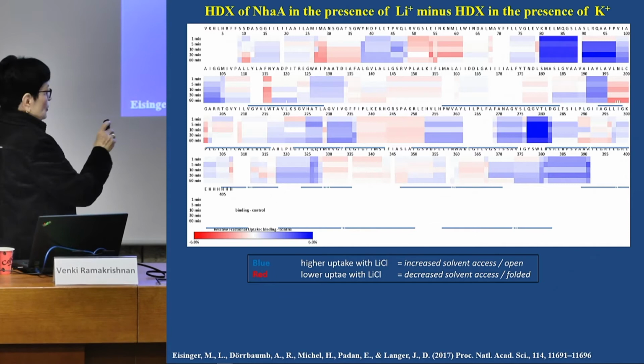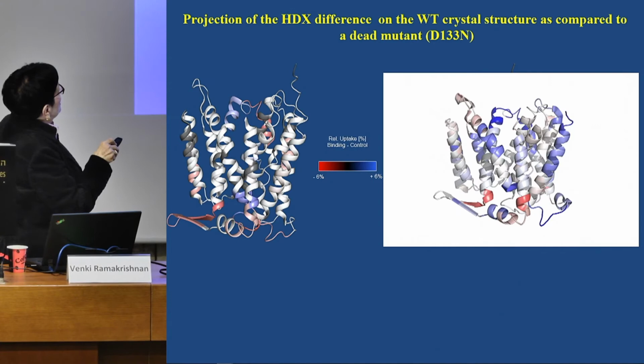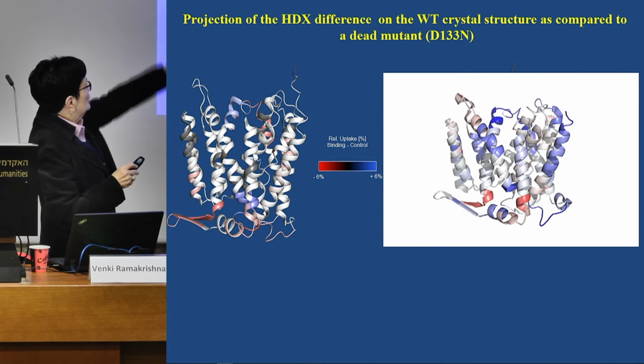Okay, and as I said, the active site doesn't do anything, doesn't change. Now, obviously, we should have done it with a negative control, with a dead mutant, and the dead mutant doesn't show anything, and everything is on the viable NhaA.